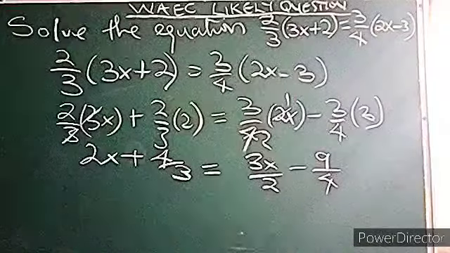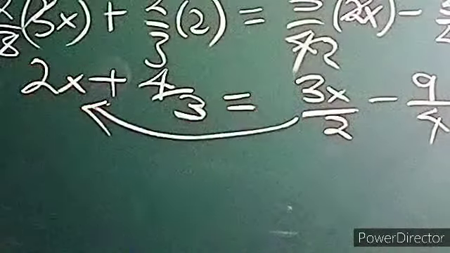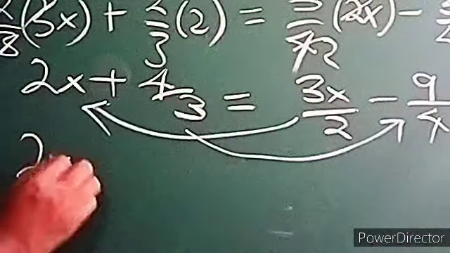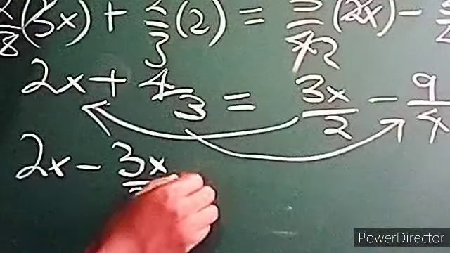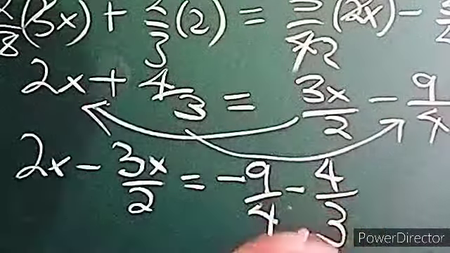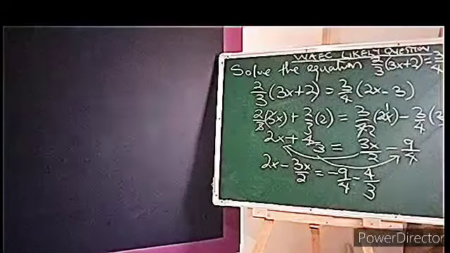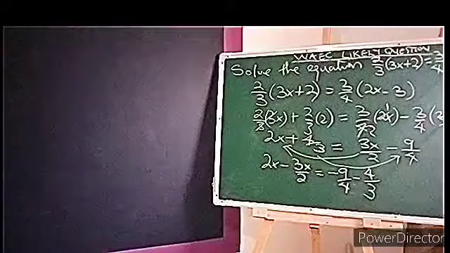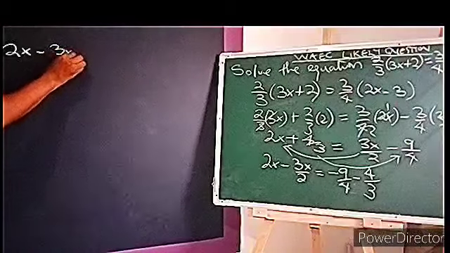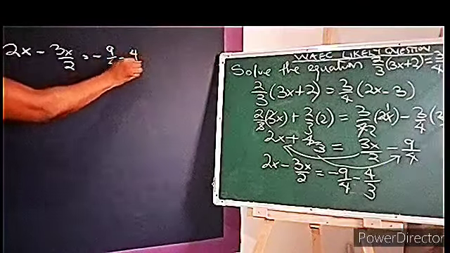So we're going to move all the terms to their like terms. I'd like to move this to this side and move this to this other side. So we'll have 2x minus 3x over 2 equal to minus 9 over 4 minus 4 over 3. We're going to continue on this side.